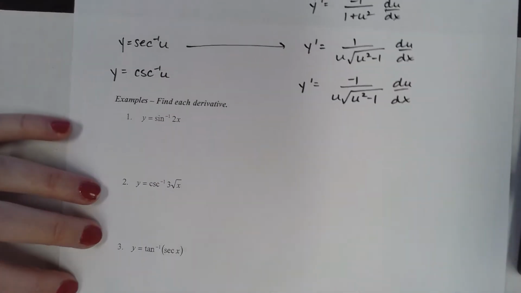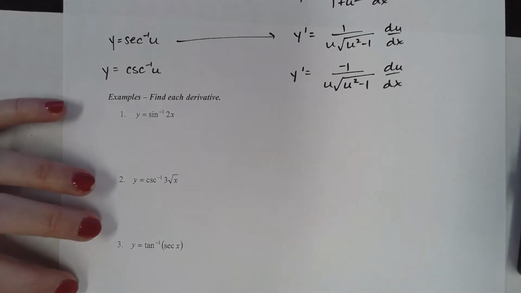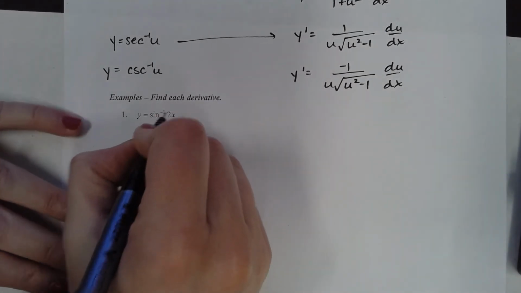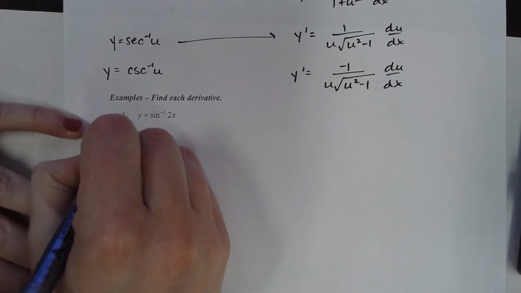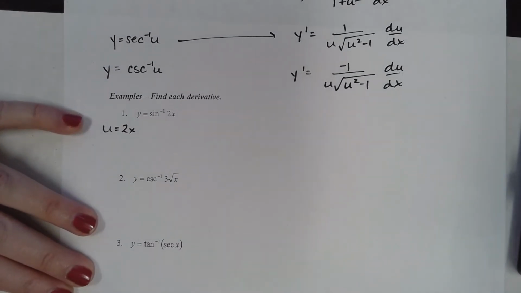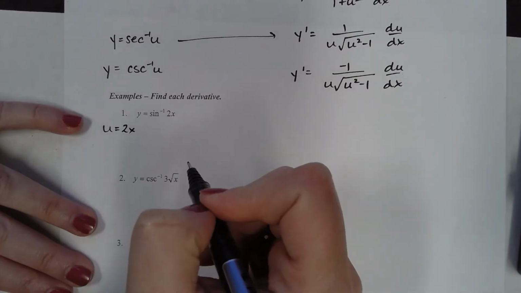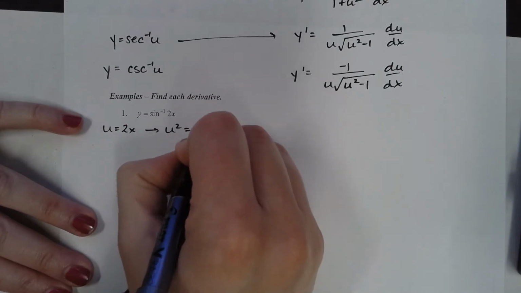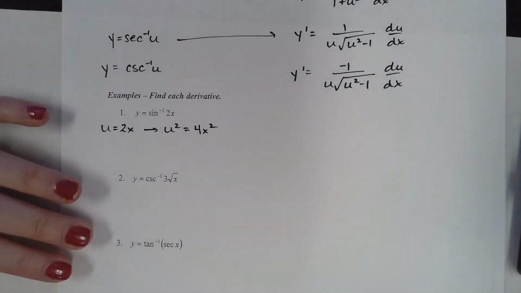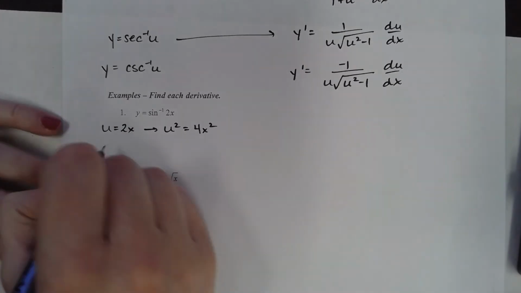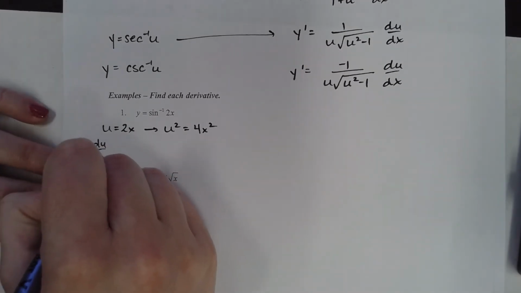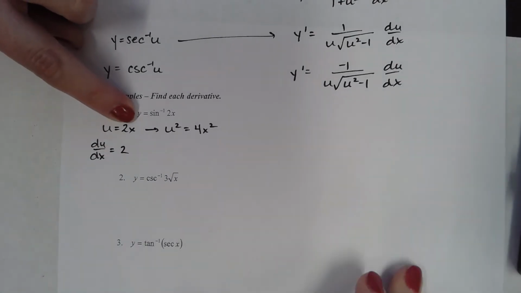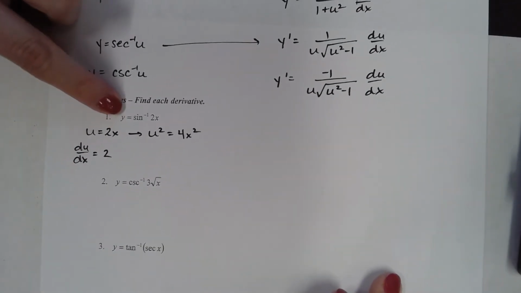Okay? So for every question, this is the way I set it up. It's inverse sine, so I know I need to use my formula. Whatever you're taking inverse sine of, that's the value of u. So in this case, u equals 2x. Well, if you look at your formula, you need to use a u squared. Well, that's 4x squared. I also need du dx. So what's the derivative of u? 2.